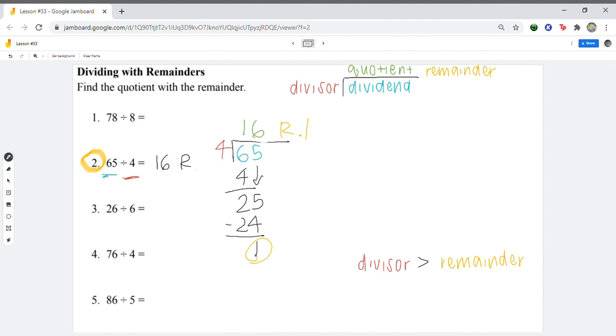And now something to keep in mind is that your divisor should be greater than your remainder. In other words, your remainder should be less than 4. So your remainder should be less than the divisor. So looking at the problem that we just did, we know that our divisor is 4 and our remainder is 1. Now find out if 4 is greater than 1. Well, it is, so we did it correctly. So this is just a way to validate whether your remainder is correct.